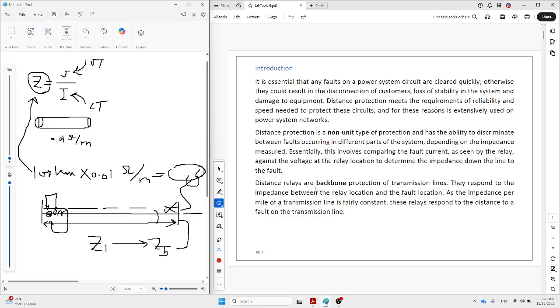This relay is used as the backbone of the power system, the backbone of the transmission system. So it is very usual to have such a relay in the power system. It was invented many years ago and used in the power system.